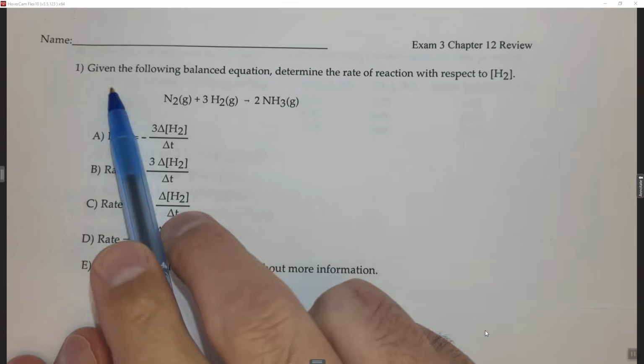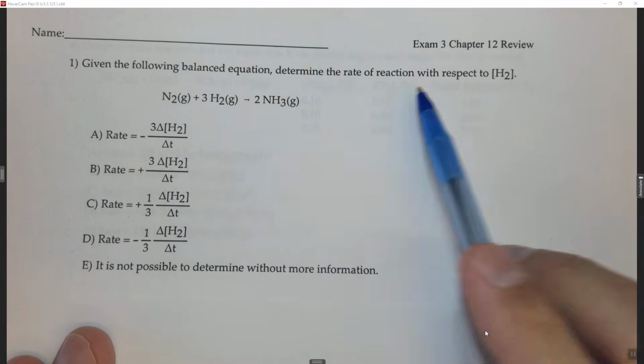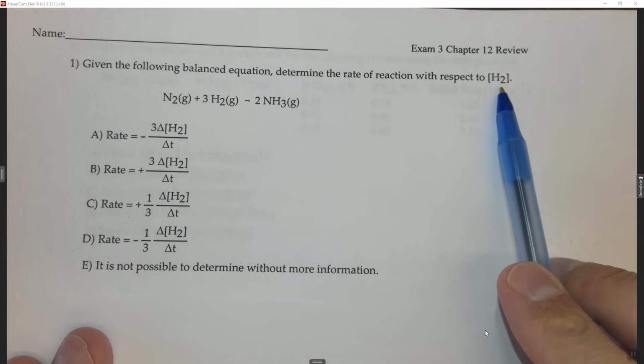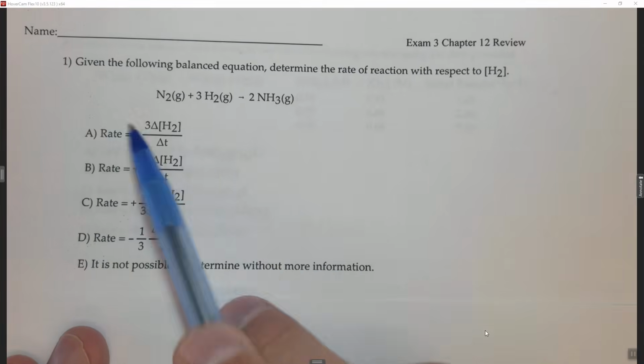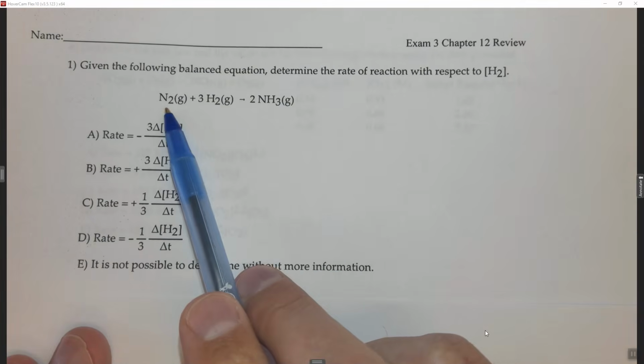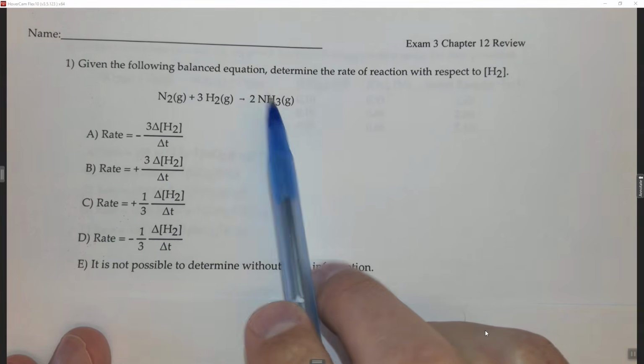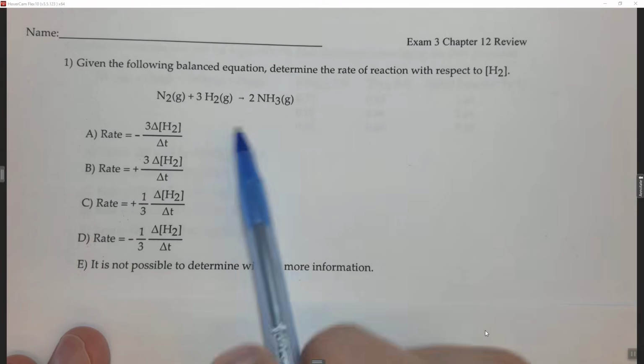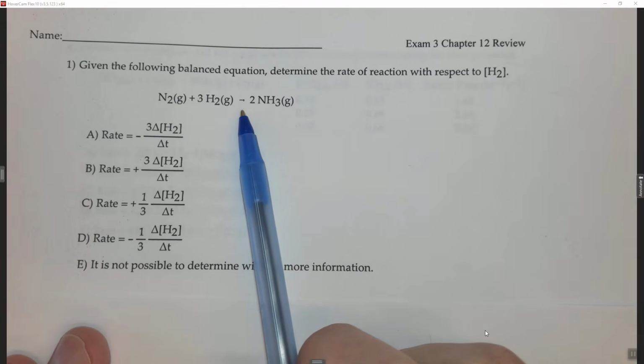So it says, given the following balanced equation, determine the rate of reaction with respect to hydrogen. Okay, so we have nitrogen plus 3 hydrogen is going to yield 2 ammonia. It's a very industrially important reaction.